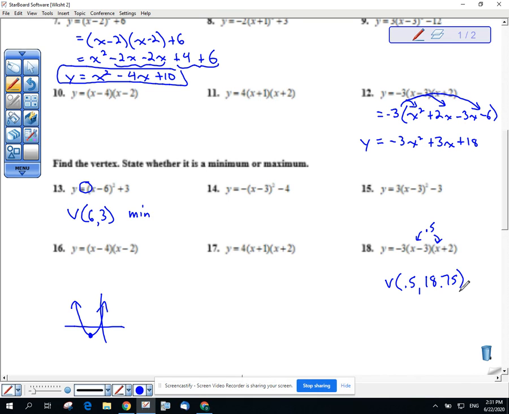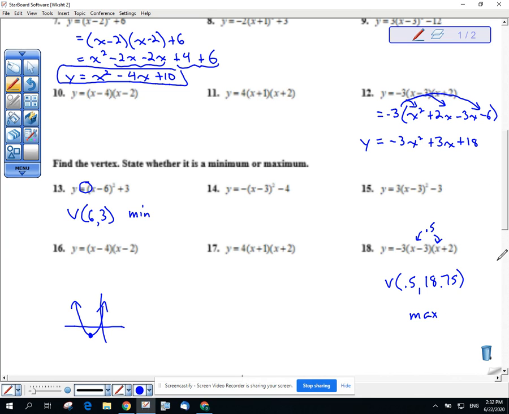Okay, and what about maximum or minimum? You see this is a negative sign out here. If we multiplied all this out, if we FOILed this and then multiplied in by distributing the negative 3, your lead coefficient would be negative 3. Okay, your standard form would be negative 3x squared and so on. Okay, so that's negative. That means that you're going to have something that opens down, which means it has a maximum, not a minimum, but a maximum.